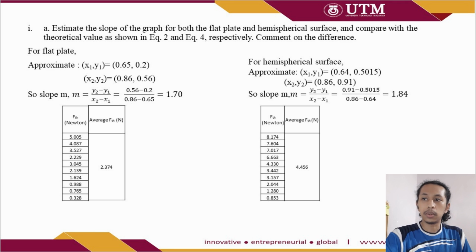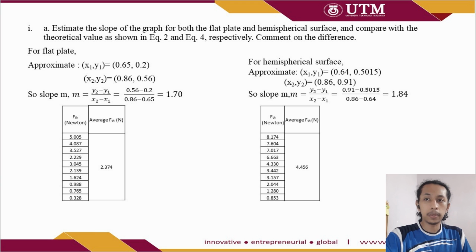For discussion part 1a, we are asked to estimate the slope of the graph for both the flat plate and the hemispherical surface, compare with the theoretical value as shown in equation 2 and equation 4 respectively, and comment on the difference. As you know, in the graph, the line of best fit is a linear graph, where the equation is y equals mx plus c, and m is the slope of the graph.